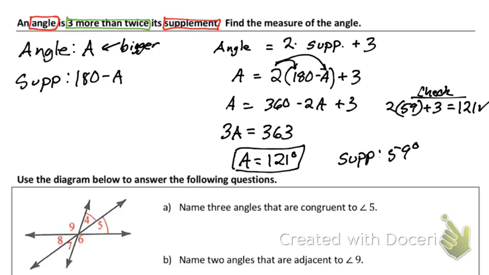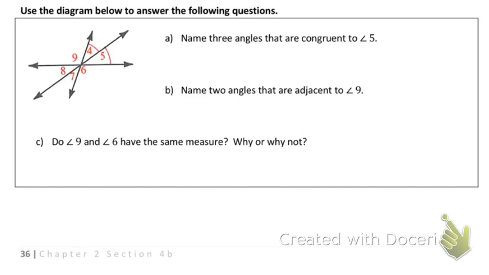In your homework, I think it does ask for your supplement and complement in some of them. I think the hardest part about this is to set up your variables, and figure out which one's bigger so you know which side you have to multiply or do whatever has to happen on. All right, let's go through these problems. Name 3 angles that are congruent to 5. Let's do this quickly. Who can name 1 angle that's congruent to 5?